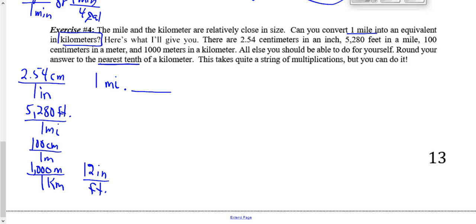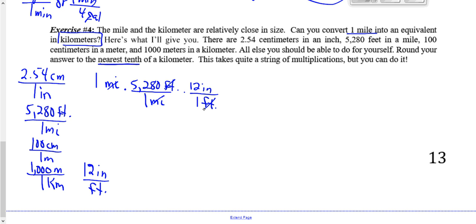Okay, let me run through it here. We want to go from miles and get everything canceled except for kilometers. So what here will cancel out miles? 5,280 feet over 1 mile. I'm going to go ahead and cross out the units, just the units, not the numbers. Now I need to cancel feet, so times 12 inches over 1 foot. Now they cancel. Now I need to cancel what?